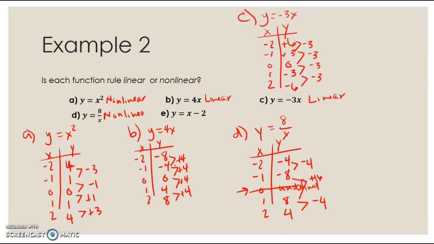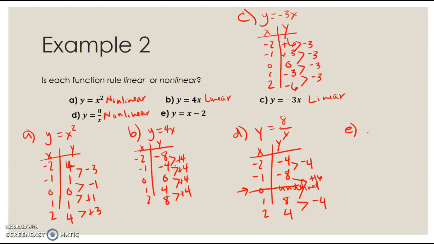And if we were to graph this, where we have 0 actually makes our graph break into 2 graphs. That's what this D looks like in a graph.